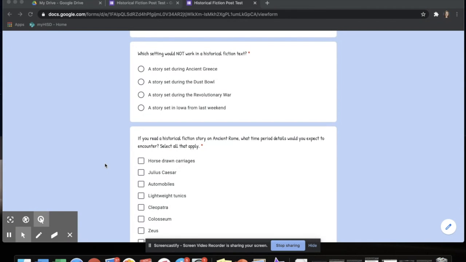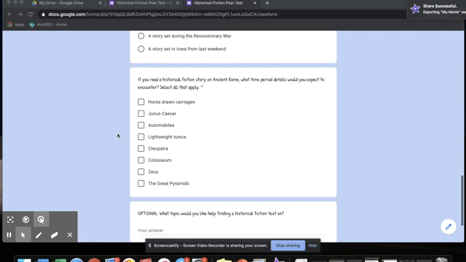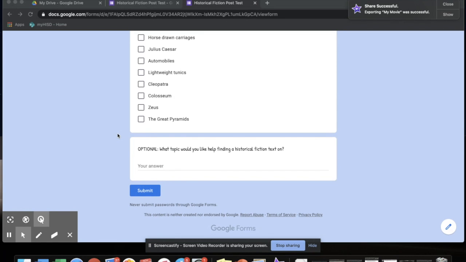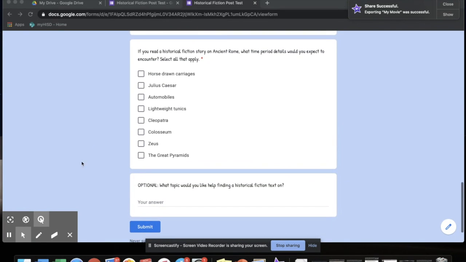Which setting would not work in a historical fiction text? And this one is, I think, going to be one of the ones that throws them off, simply because last weekend someone might want to argue that, yes, that was history, that was in the past. We have what time period details would you expect to encounter if you were in ancient Rome? And then, of course, the optional question about what you would want some extra information on historical text-wise for me to pull for you.